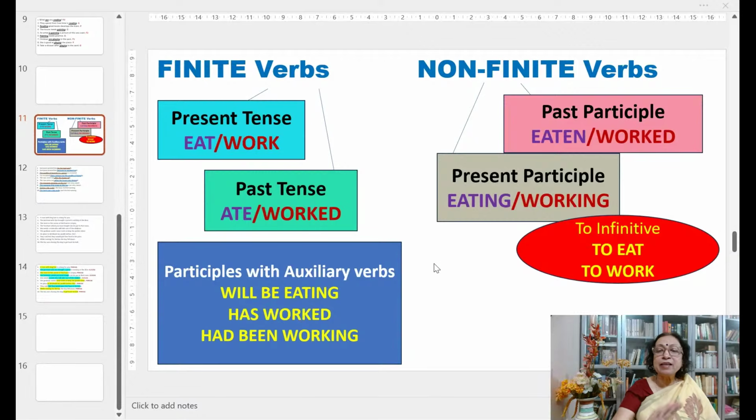To plus verb can never accept a helping verb. It is always non-finite. I want to study, I want to learn English. All these, to learn, to study, are always non-finite. They are not finite verbs because in that sentence, want is the finite verb. So in this way, if you understand, then you'll be able to speak English better.